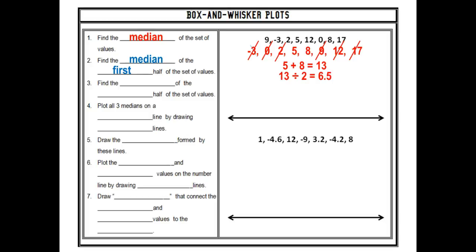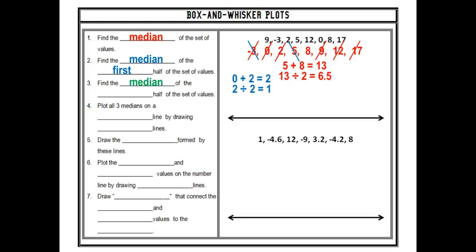So I'm using -3 and 5. 0 and 2 are the only two left. Remember, you find your median until there's 2 or 1 value left in the middle. So I'm going to add up 0 plus 2 to get 2. Divide that by 2 to get 1. That's the median of the first set of values.